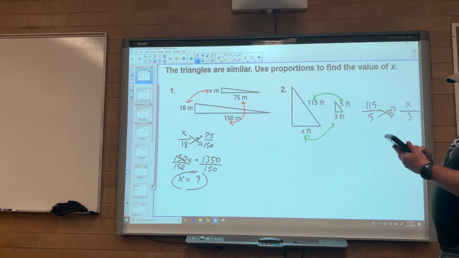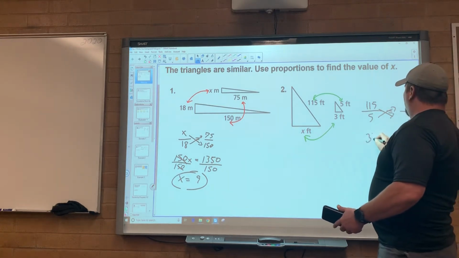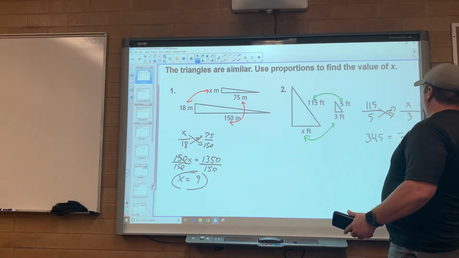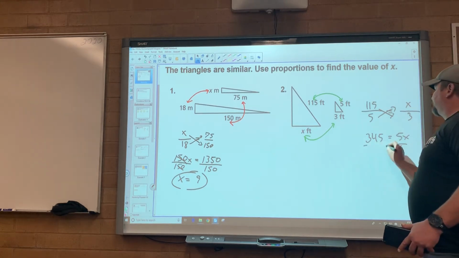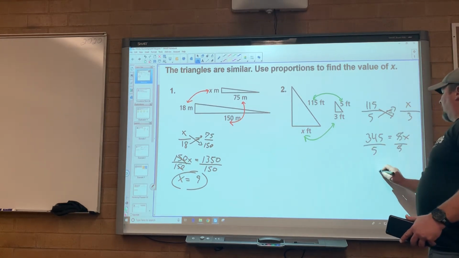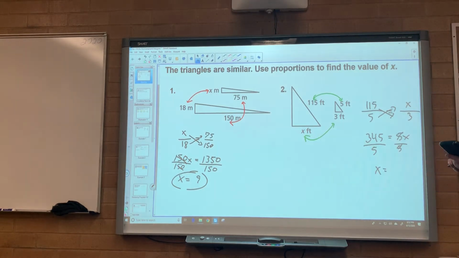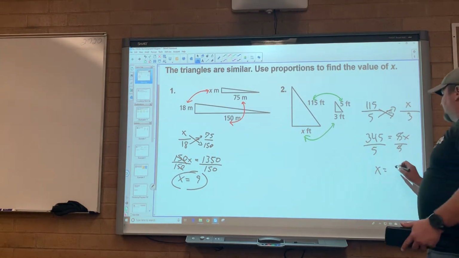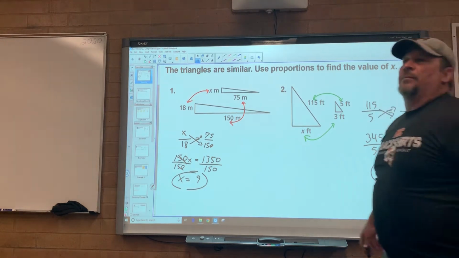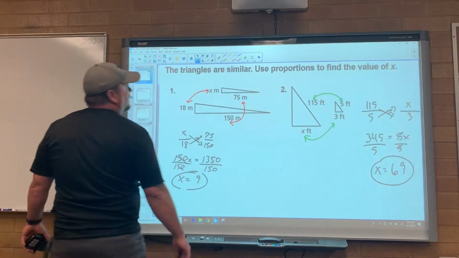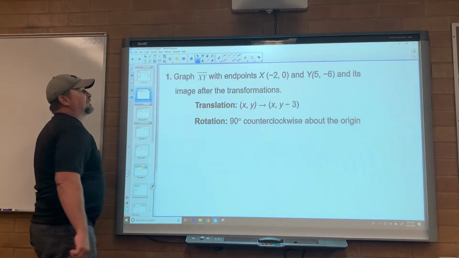115 times 3 is 345 equals 5x. Divide by 5, and x will equal 69. And that's how we review doing similar shapes. Okay? So we'll go to our next slide.